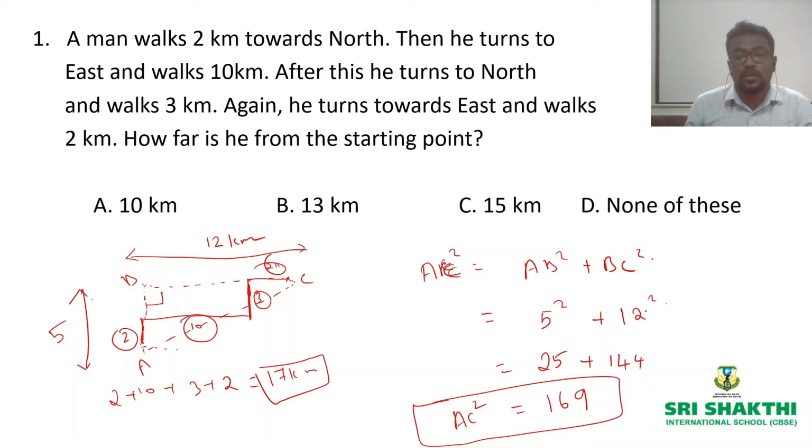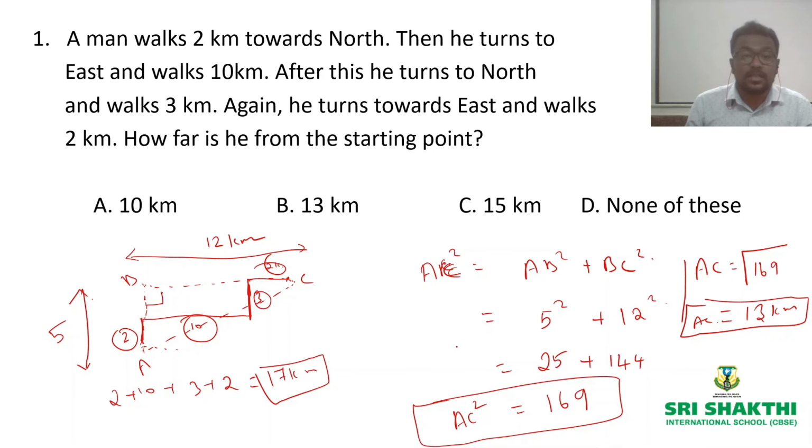So we are making a square root by sending this square value to the other side of the equal sign, and the square root of 169 is nothing but 13 kilometers. So the value of AC is nothing but 13 kilometers, and the correct option is option B.